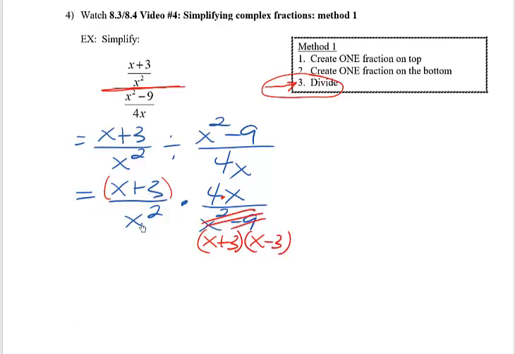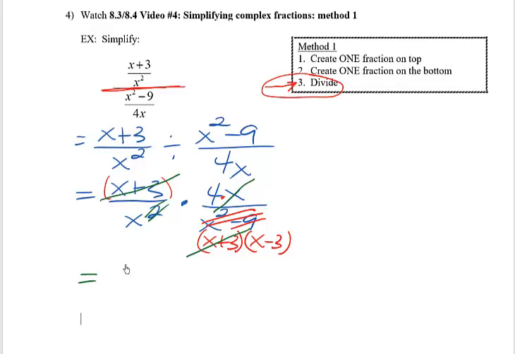Once all of my 4 pieces are factored, now I can look for common factors anywhere, top to bottom. And let's see, what do I have? Of course, I can see I have an x plus 3 here, as well as one on the bottom. And then I have this single x. Remember, this is x times x, so this single x would get rid of one of those x's at the bottom. And I think that's all I've got.